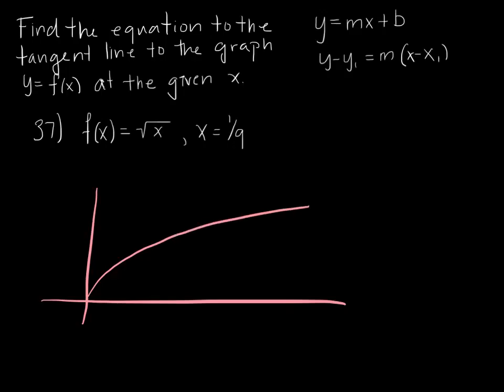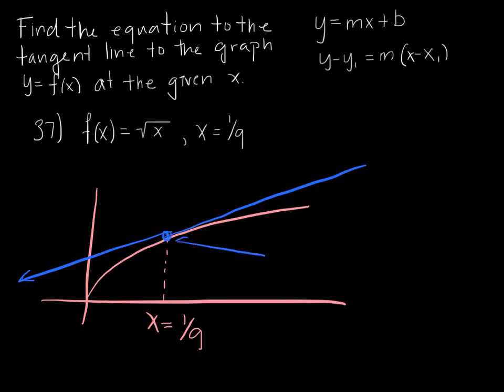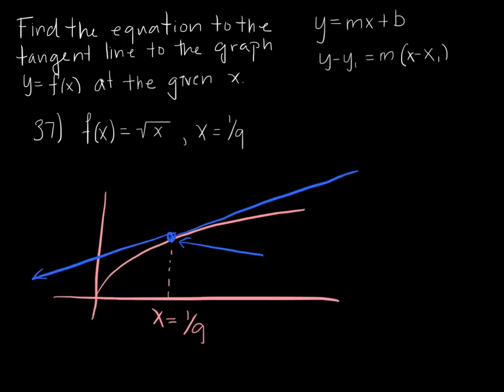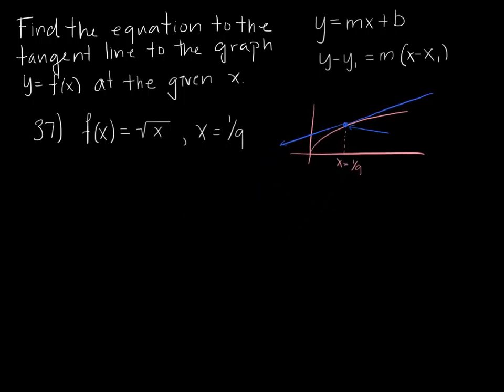we have our curve, f of x, and we have a value here, x equals 1/9. And I want to find the equation of the tangent line at this point. That is, I want to find the equation of this line here. So I'm going to need to know this point and the slope of the line. Well, the slope of the line is pretty easy to find, since the slope of a tangent line at a point is given by taking the derivative and plugging in the value of the point.